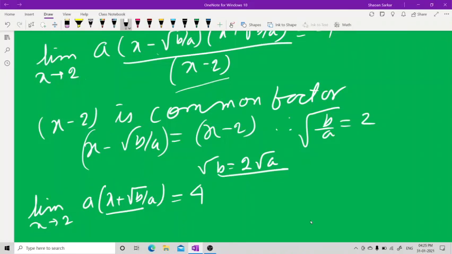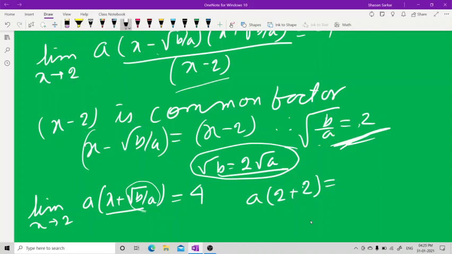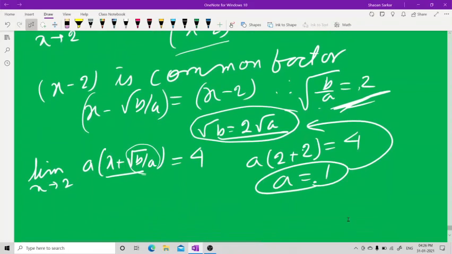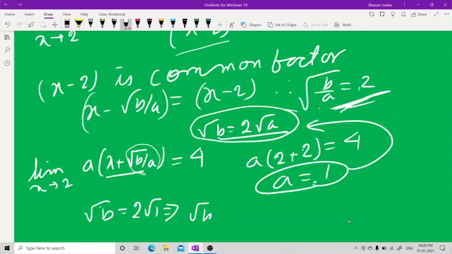Now put the value of this. Now you see what happens. So now you have a into, one condition I got from here, the next condition taking from here. Now 2 plus under root b by a is what? 2, and under root b by a, what I have taken, I have taken as 2. So 2 plus 2 is 4. So a comes out to be 1. Now a is 1. Put the value of a back here. So you will have under root b is equal to 2 under root 1. That is nothing but under root b is 2. So implies b is 4, squaring both sides. So a is 1 and b is 4.